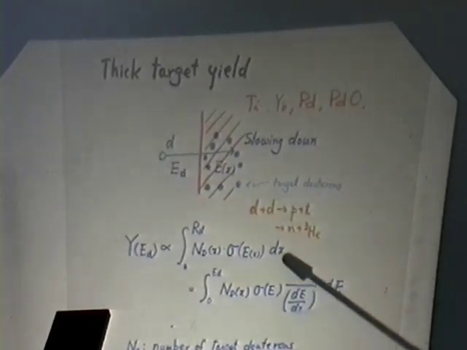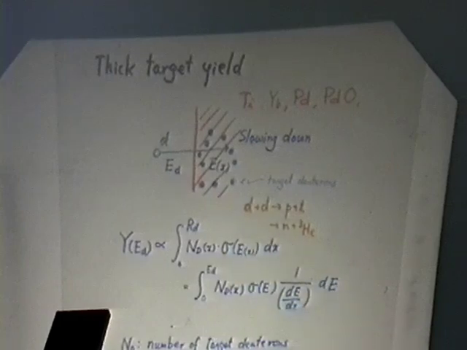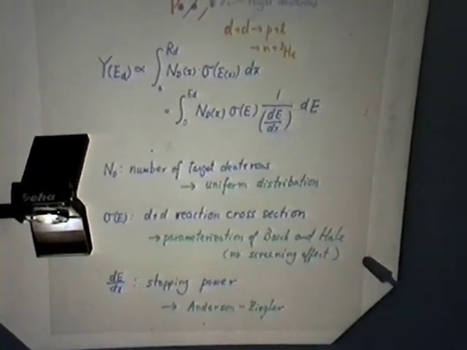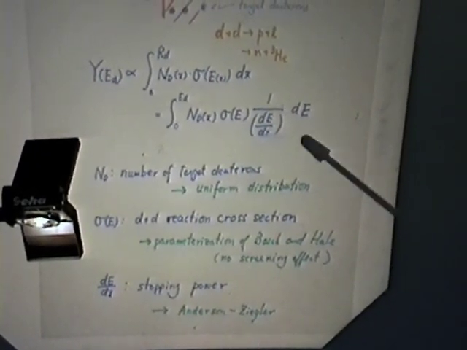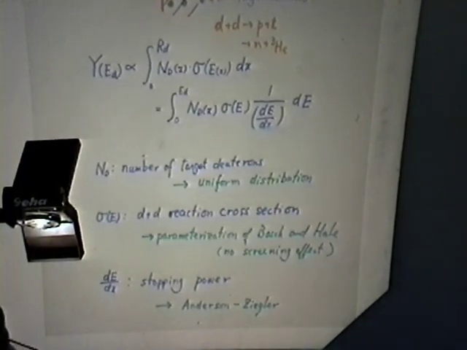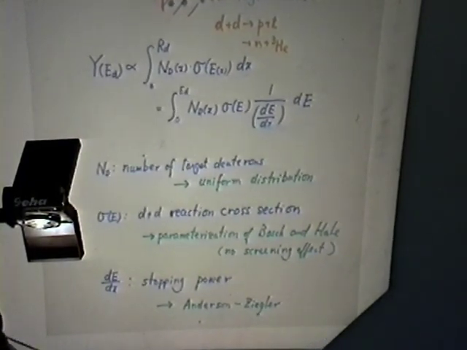And also we need this kind of cross-section. And what we did is just compare to the bare cross-section. So we just put the bare cross-section, which is the parameterization of Bosch and Hale. And also we need a stopping cross-section, stopping power for the incident deuterons. And we use Andersen-Ziegler's table for that.